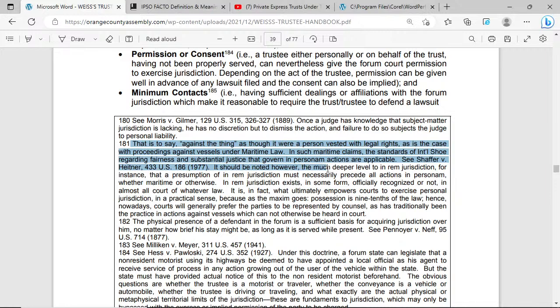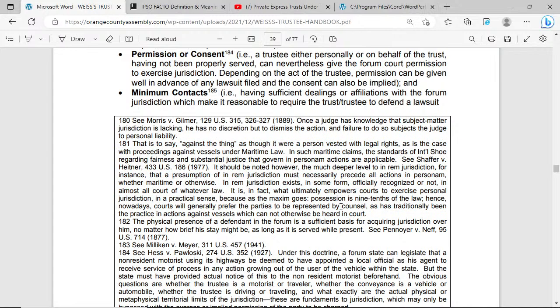It should be noted, however, the much deeper level to in rem jurisdiction, for instance, that a presumption of in rem jurisdiction must necessarily precede all actions in personam, whether maritime or otherwise. In rem jurisdiction exists in some form, officially recognized or not, in almost all courts of whatever law. It is, in fact, what ultimately empowers courts to exercise personal jurisdiction. In a practical sense, because as the maxim goes, possession is nine-tenths of the law. Hence, nowadays, courts will generally prefer the parties to be represented by counsel, as has traditionally been the practice in actions against vessels, which cannot be otherwise heard in court.